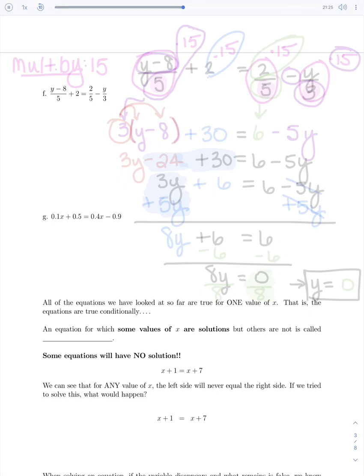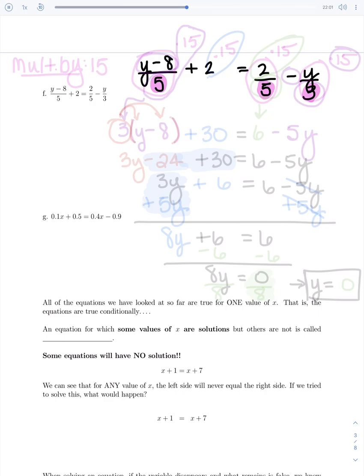Problem F, we have a lot going on because we have multiple fractions on both sides of our equation. We have y minus 8 over 5 plus 2 equals 2/5 minus y over 3. Because we've got fractions everywhere on both sides with different denominators of 5 and 3, what we'd like to do is get rid of all of our fractions if we can.